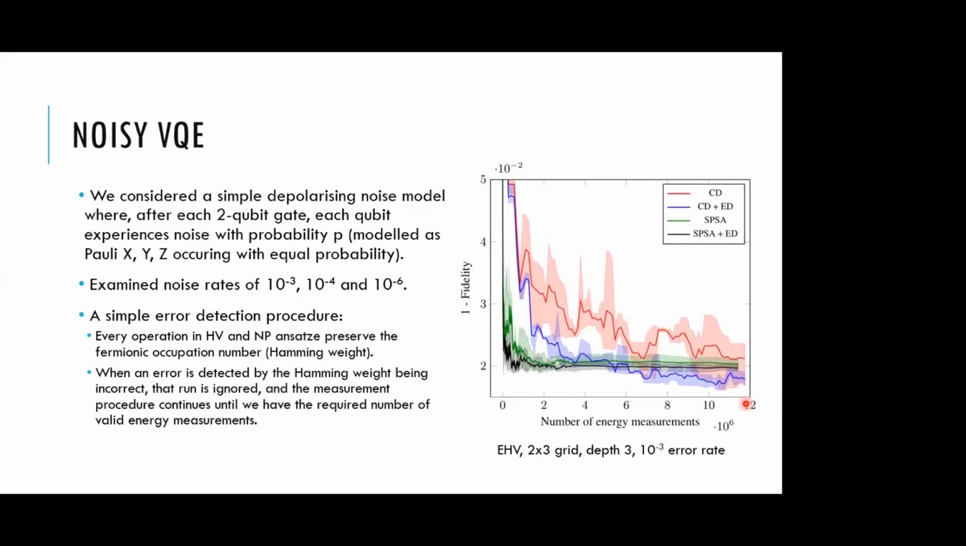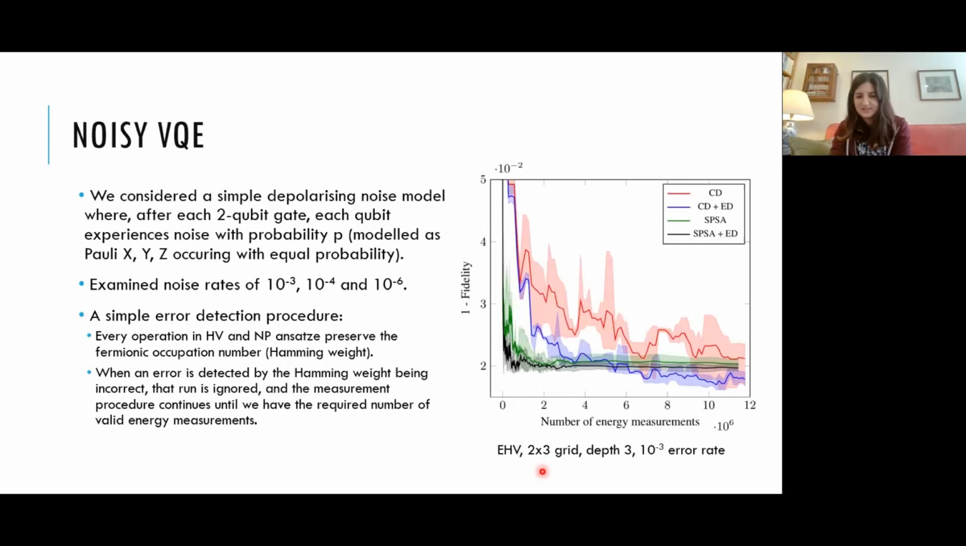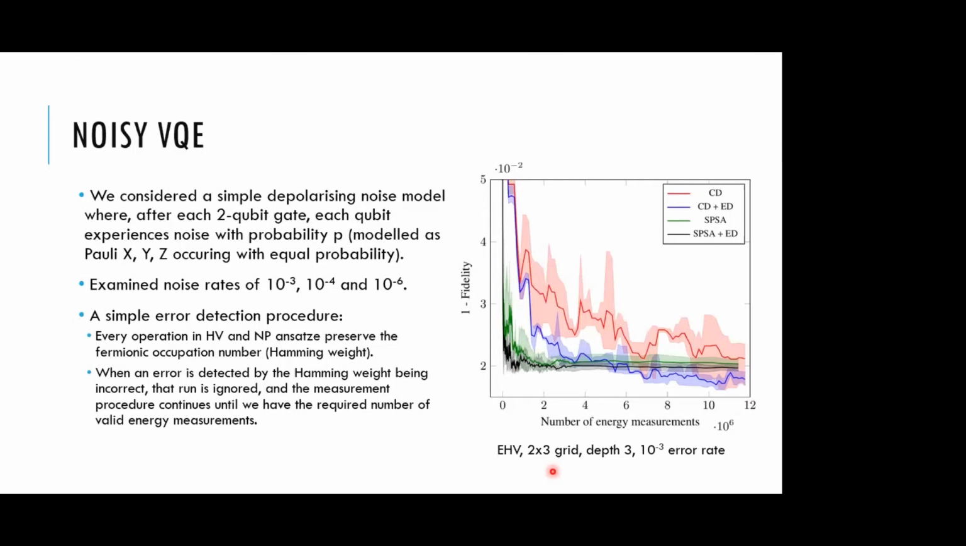Okay, thanks for that. Do we have any further questions? Yeah, so you were talking about an error rate of 10 to the minus 3, that it basically had no effect on fidelity. That's the 2x3 grid? Yes. So that's 12 qubits? Correct. At what circuit depth per iteration?